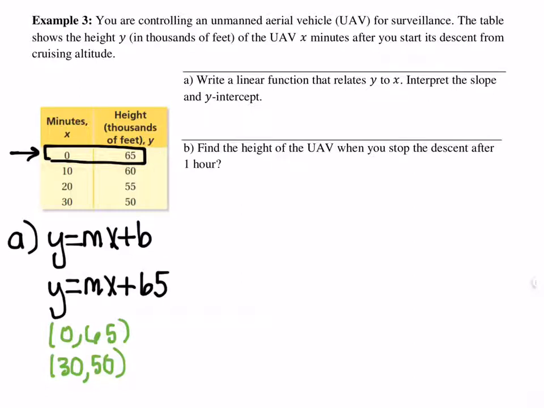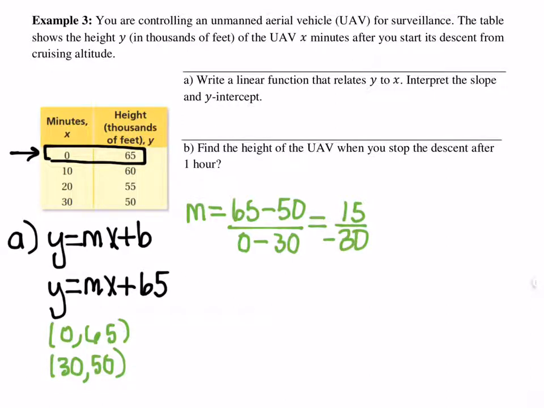And we are going to plug into our slope formula and find out what this rate of change is. So we plug in our y's, so 65 minus 50 over 0 minus 30. So we get 15 over negative 30, which does reduce down by 15. If you divide by 15 to each, we would get 1 over negative 2, or negative 1/2. So our equation is y equals negative 1/2 x plus 65.